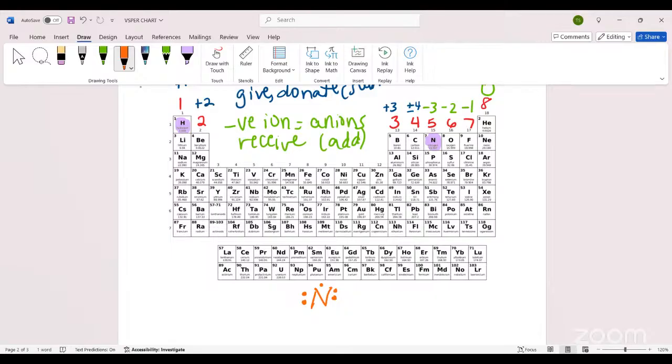Guess what that means? This tells me that elements in that group have the ability to gain or acquire 3 more valence electrons to keep it whole.